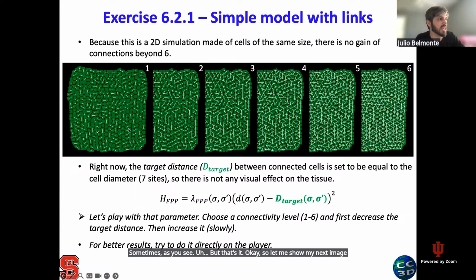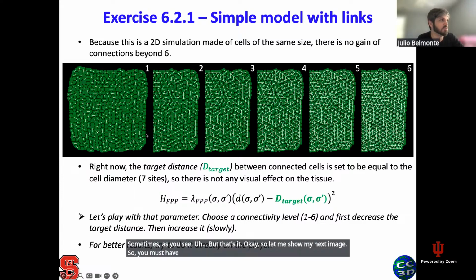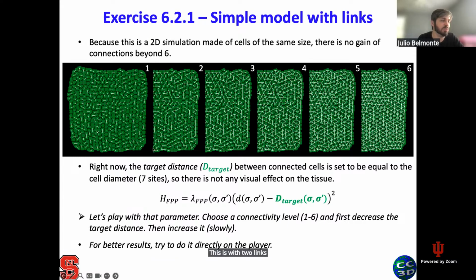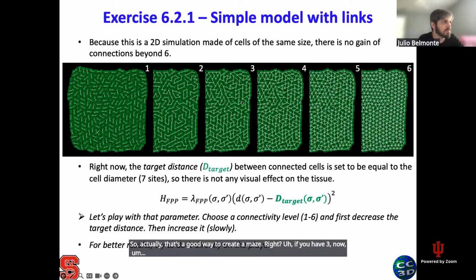So you must have gotten something that looks like this. This with 1, this with two links, and then when you use two, you get a lot of lines. So actually, that's a good way to create a maze, right? If you have three now, that's what you have seen with Joanna.